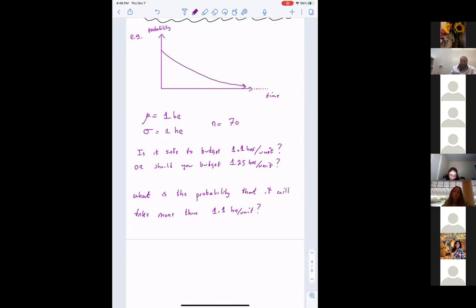Even at 20%, you might say, yeah, 1 in 5, do I really want to spend? I mean, these are the questions of the business. As a business owner, you have to decide. But what we're looking for is the likelihood that it's going to take more than 1.1 hours per unit. Now, when I look at this shape, this is not a normal curve. This is not a bell curve.